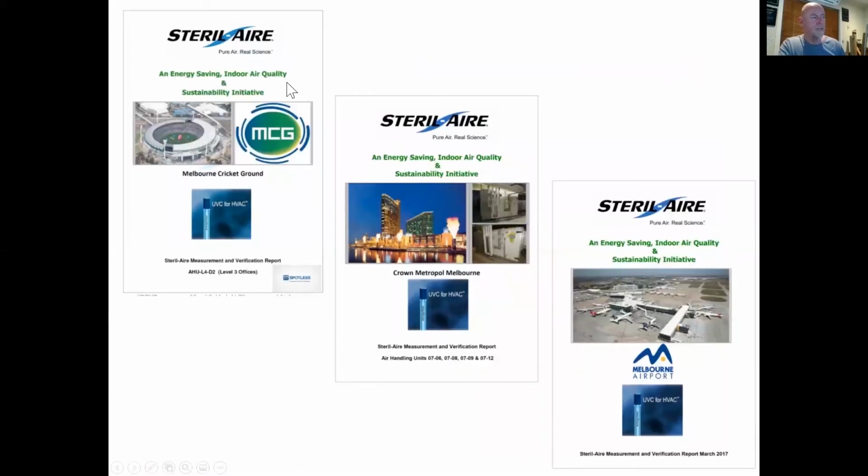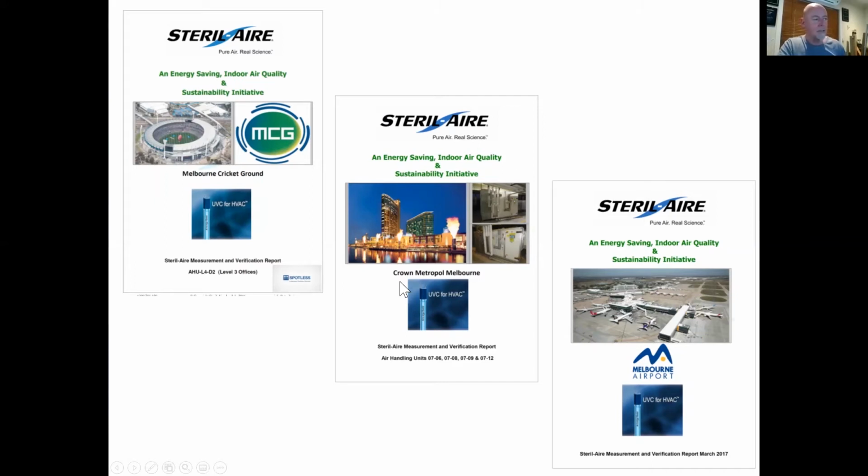Just some more examples of some of the studies we've done in some of the biggest facilities in Australia. The MCG is one of the biggest arenas in the world. It can hold about 110,000 people. It has over 400 air handling units, and we've installed in many there at the moment, and each year we get to do more. And this was all done on extensive studies initially.